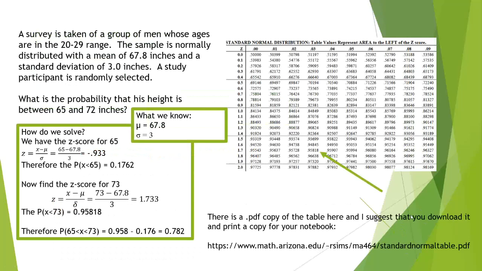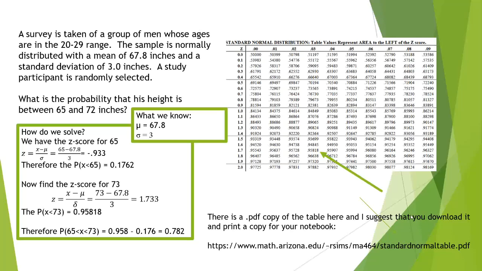Okay, here's the next problem. And this should be familiar from what we've already done with discrete probabilities. Let's find out what is the probability that this randomly selected person has a height between 2 values, 65 and 72. We've got the same given information. We've already calculated the probability of x less than 65. So the area to the left of 65 we know is 0.1762.